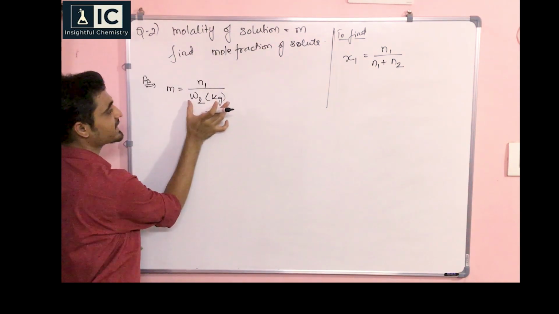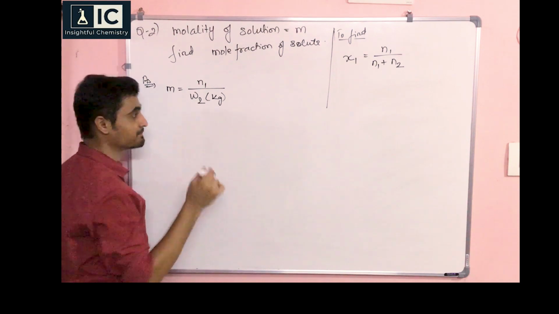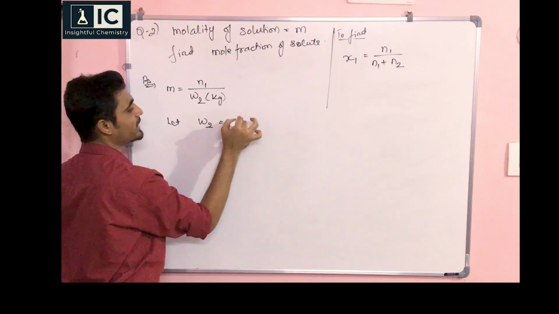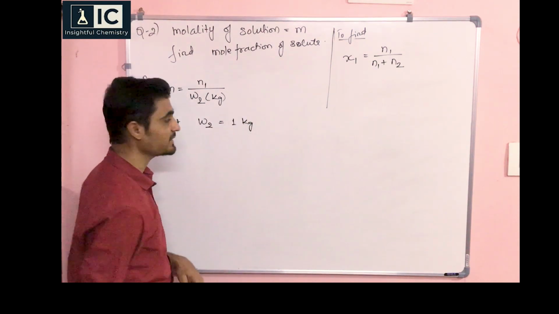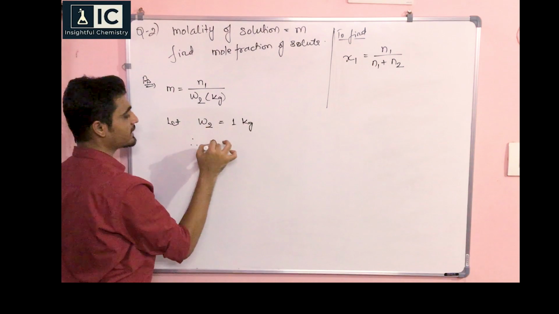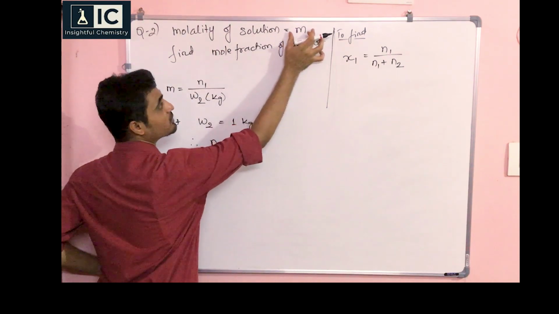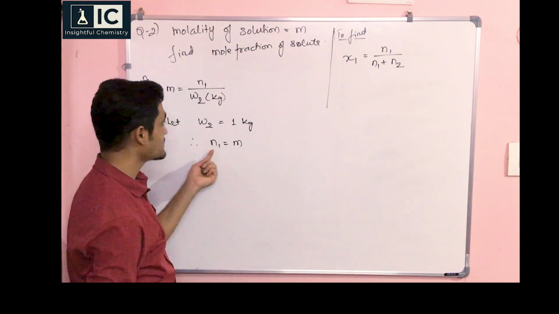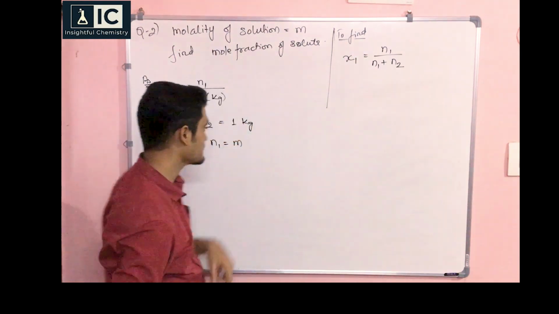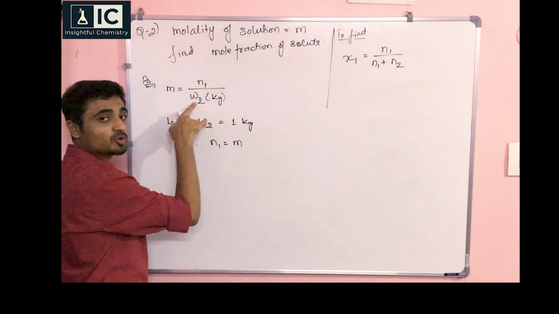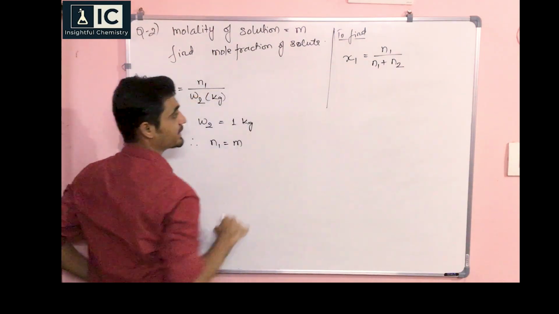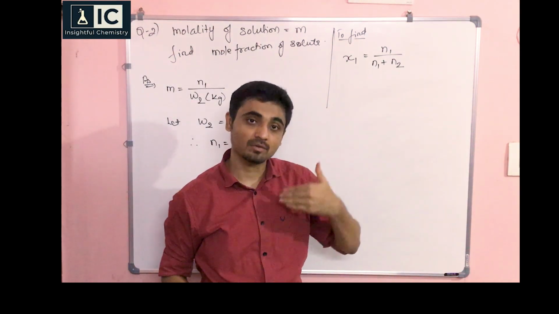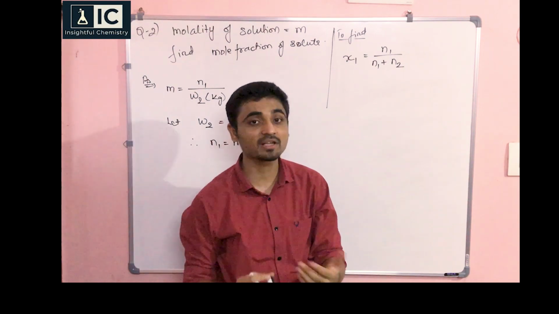So first thing, just take this denominator to be 1. So let W2 equal 1 kg. Taken, right? So therefore N1 equals m. Whatever value in the question will be given, just put that here. Fine. So see, N1 directly we have got. Very nice. Then N2 I need to find. Now see, if you want to find moles, then you have to find what? Weight. Weight divided by molar weight will give you moles.